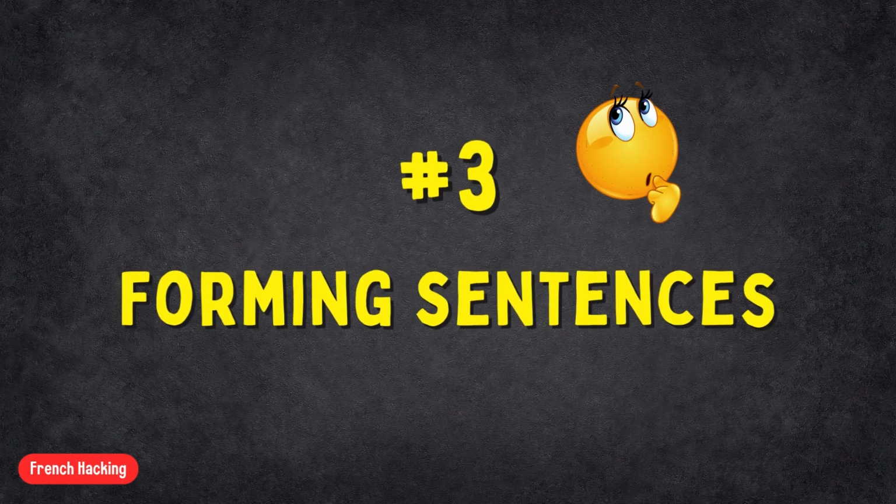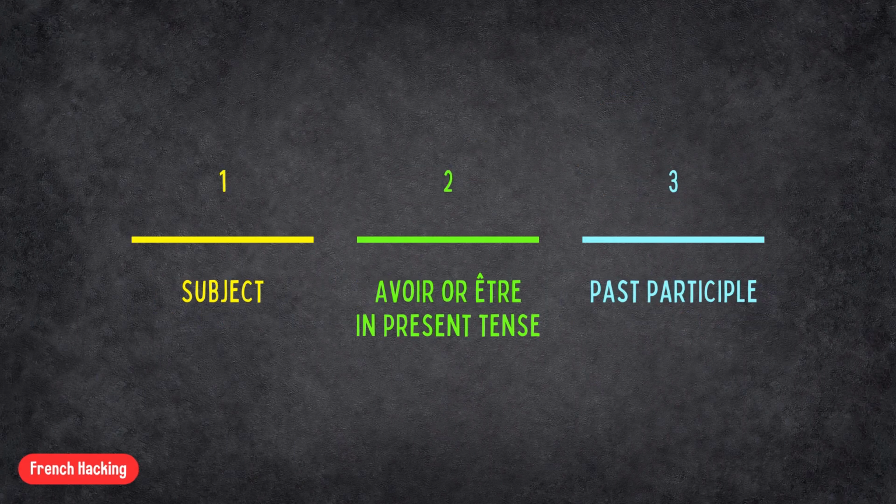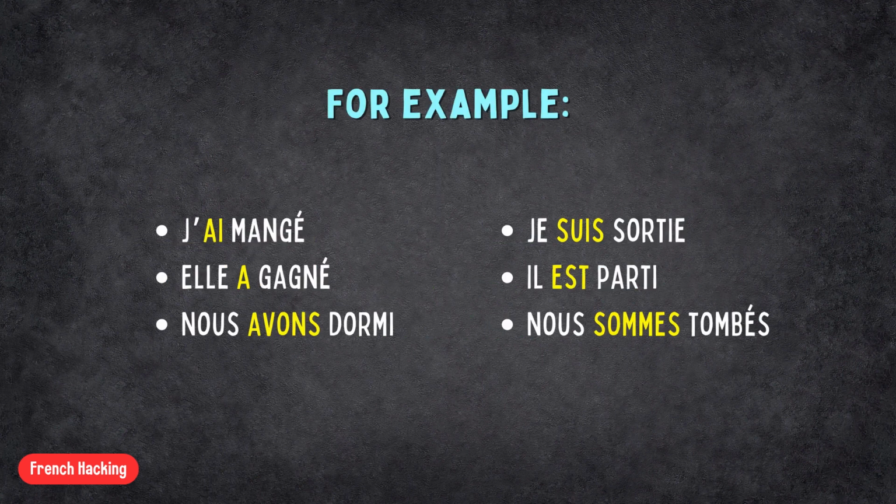Forming sentences in passé composé. The formula to make sentences in this tense is the following. Take your subject, conjugate the helping verbs avoir or être in the present tense, and finish with the main verb in its past participle form. For example, j'ai mangé, elle a gagné, nous avons dormi, je suis sorti, il est parti, nous sommes tombés.